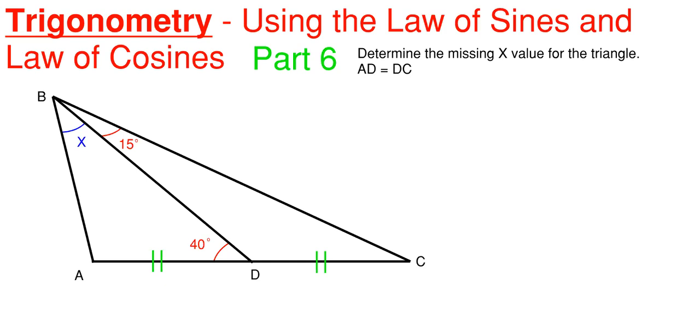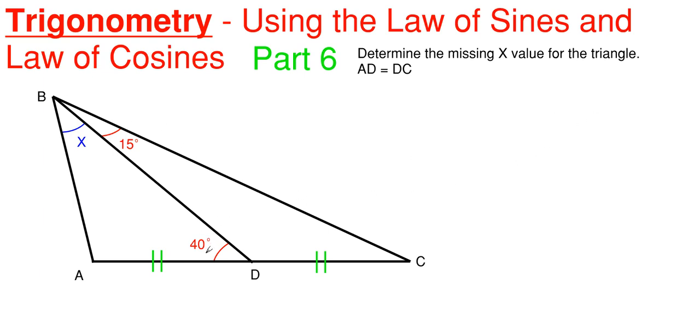So what we have going on is we have this large triangle, which is broken up into two individual triangles. And we are given some angles here of 15 degrees and 40 degrees. And we are also told that AD is equal to DC here. And we are looking for this angle of X up here by corner B.